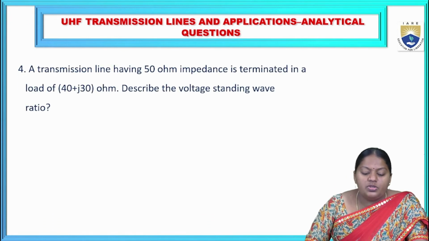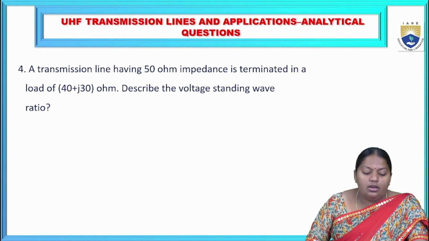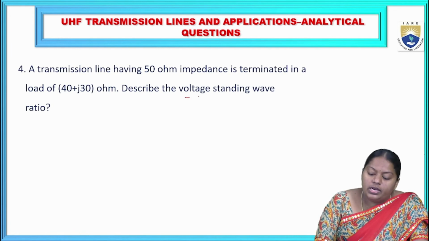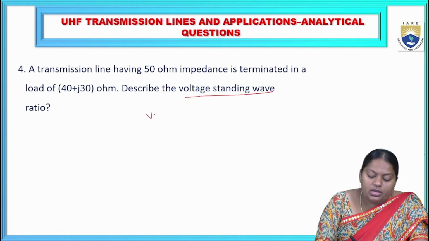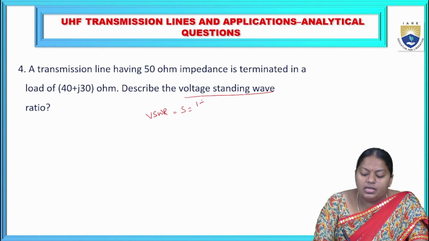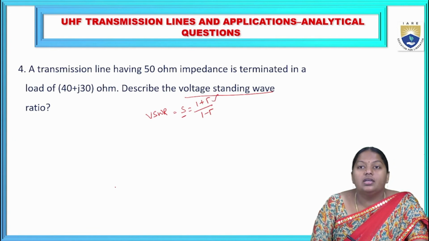Next, a transmission line having a 50 ohm impedance is terminated in a load of 40 plus j30 ohms. Describe the voltage standing wave ratio. So voltage standing wave ratio, simply VSWR, with the notation S, is equal to (1 plus gamma) by (1 minus gamma). In order to find this S, we should express it in terms of the reflection coefficient gamma.